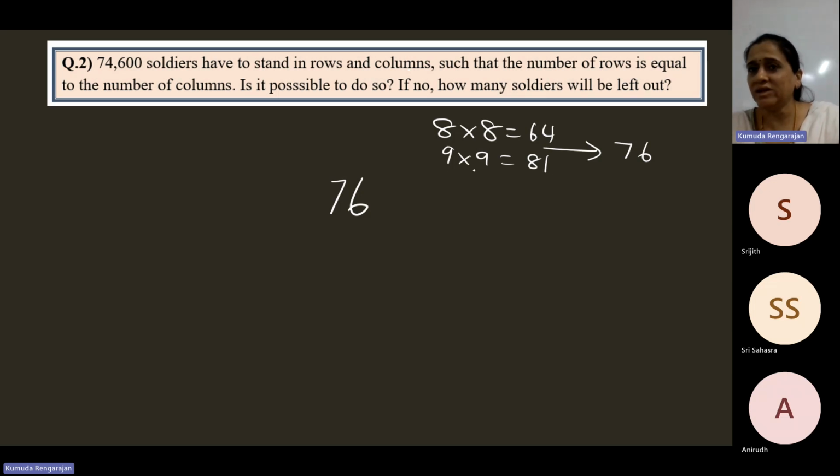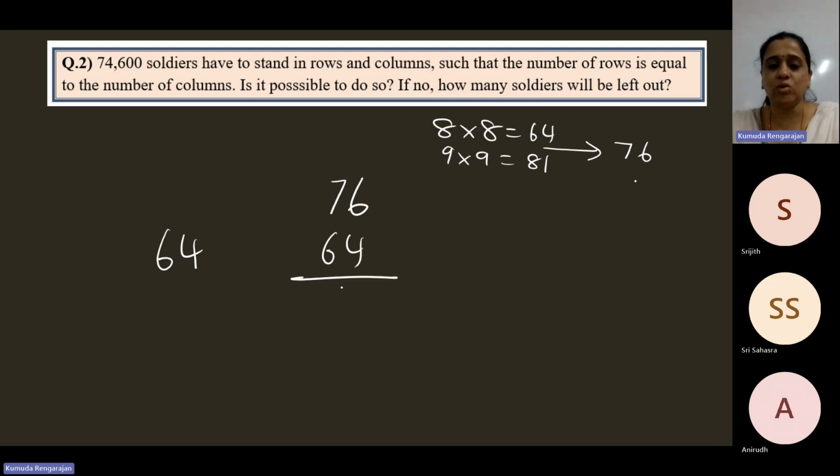You cannot make 9 rows and 9 columns, for which you will need 81 children. You have only 76 students. So you can make only 8 rows and 8 columns. When you make 8 rows and 8 columns, you can accommodate only 64 children in that. So 76 minus 64, 12 children will be left out. They cannot be accommodated in the square. Correct?